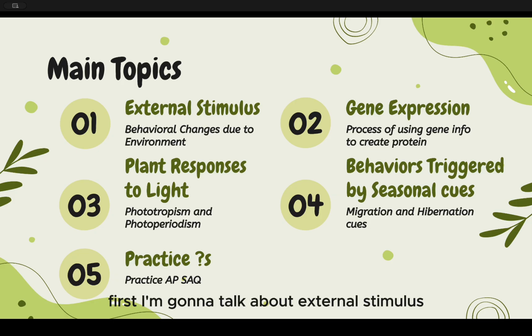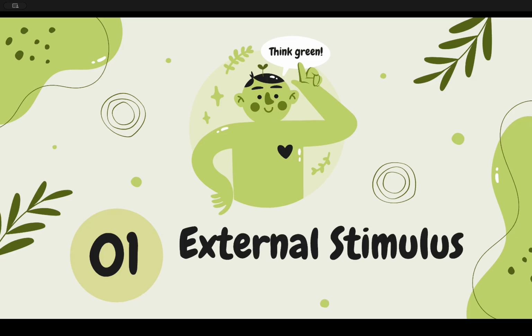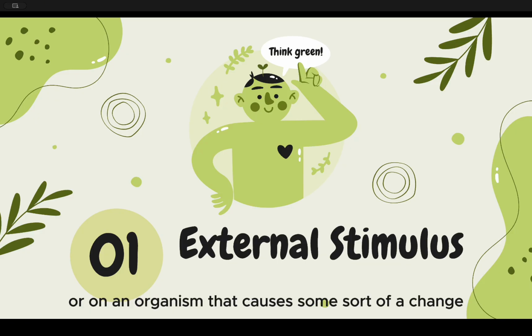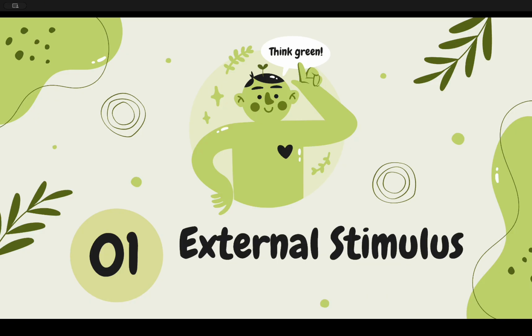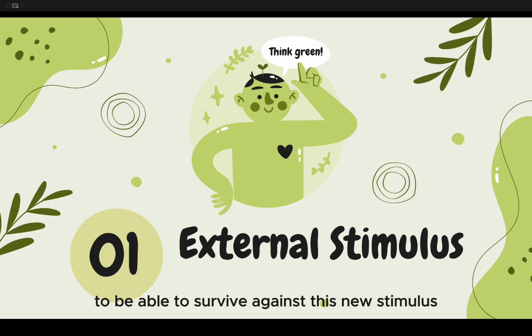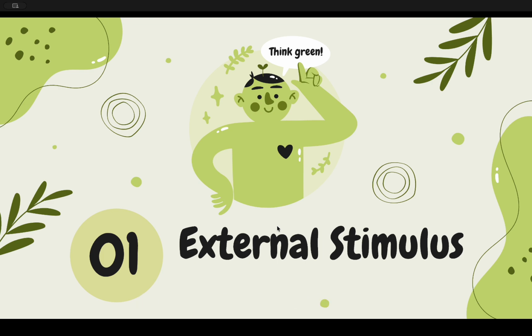First, I'm going to talk about external stimulus and how different environmental stimuli affect behaviors. So what is a stimulus and what is a response? A stimulus is a change or effect on an environment or on an organism that causes some sort of change. A response is the change that an organism makes in order to be able to survive against this new stimulus. Think of it as pushing a button to turn on a light in your bedroom, so now your eyes have to contract in order to adjust to the light.